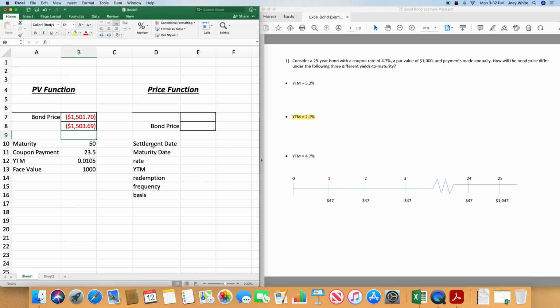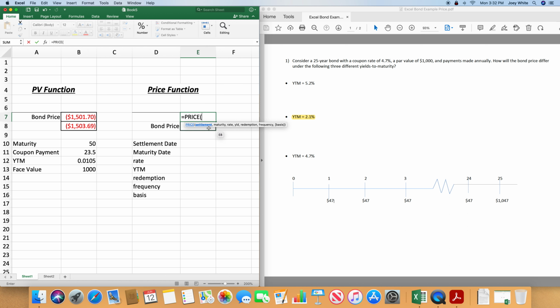Now let's use the price function. You're probably familiar with the inputs on the PV function by now, so I'm just going to type in the price function at first just to show you what the inputs are. We have a settlement, maturity, rate, yield, redemption, frequency, and basis.